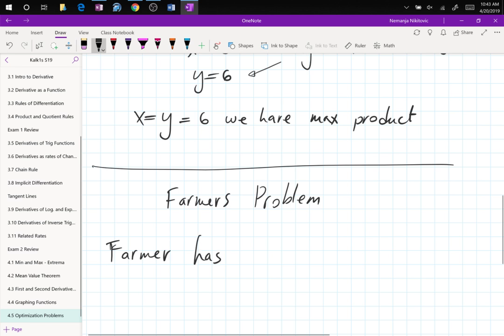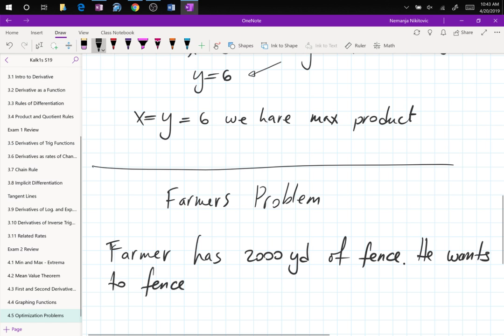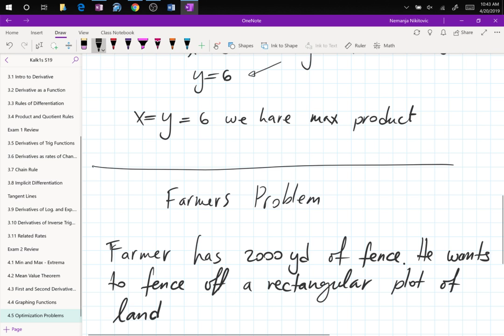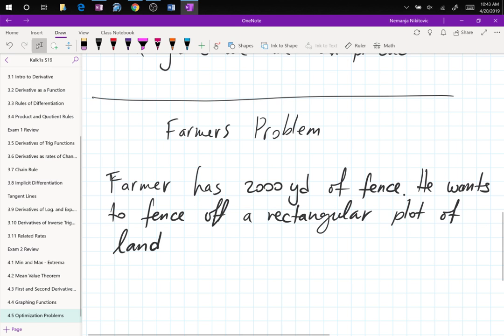The farmer has 2,000 yards of fence. He wants to fence off a rectangular plot of land of max area. Find the dimensions.